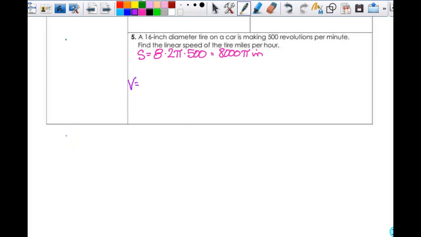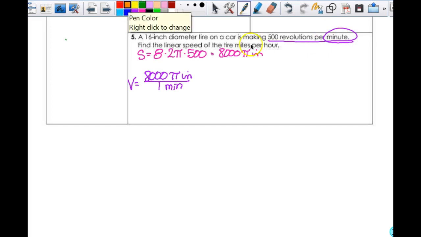So my velocity then, my linear speed is going to be the arc length, which is 8,000 pi inches for every 1 minute, because this was revolutions per minute. However, the question is asking me for the linear speed in miles per hour. So me writing this as 8,000 pi inches per minute doesn't do me any good because I am not finished. If I know I'm finished, then it's fine. You can write it the other way. But I need to convert. So we're going to do dimensional analysis.